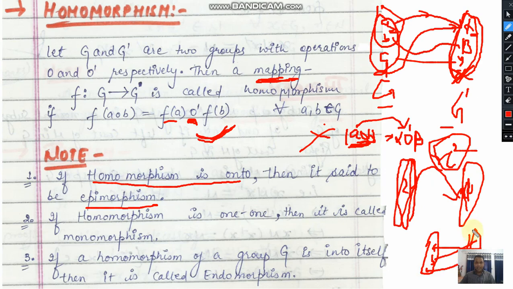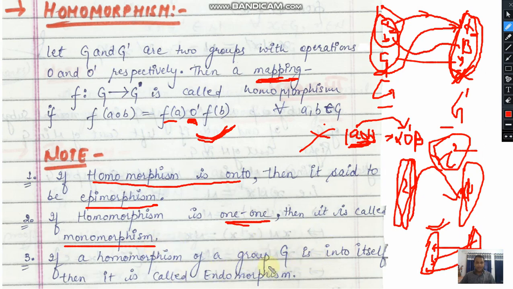It means any element of G dash is not the mapping of two or more elements of G. In this case, the mapping is known as 1-1, and we know that this association or mapping is known as monomorphism in case of group.